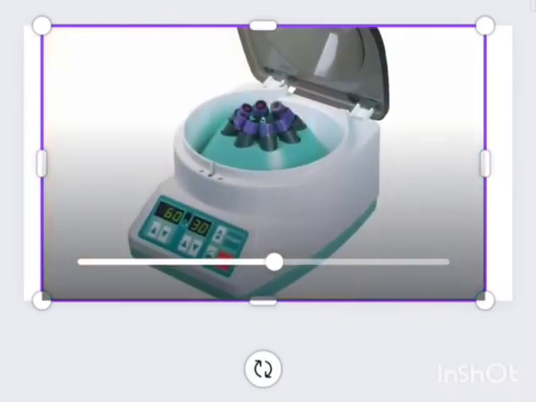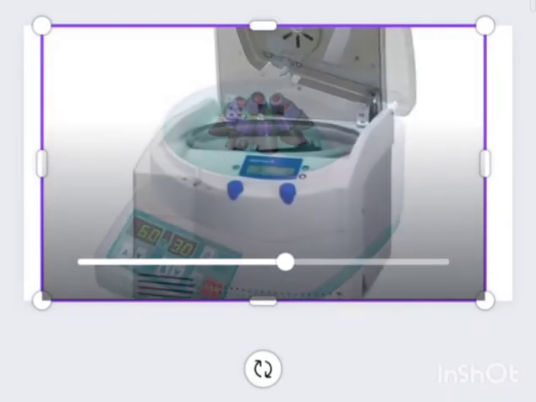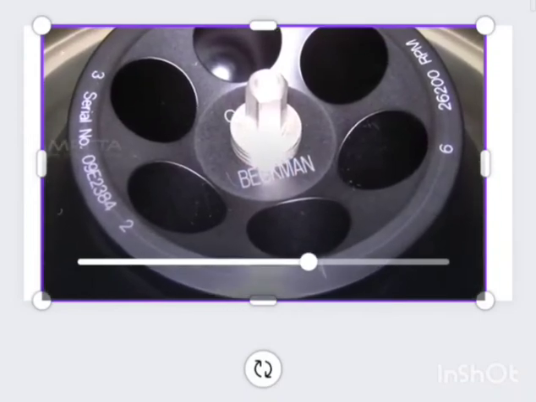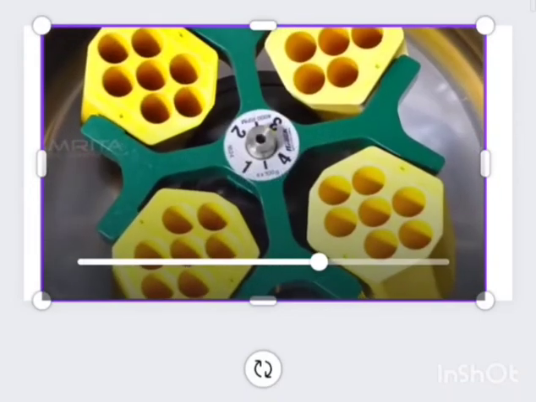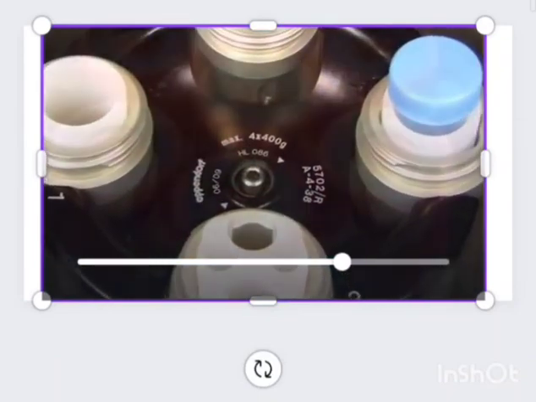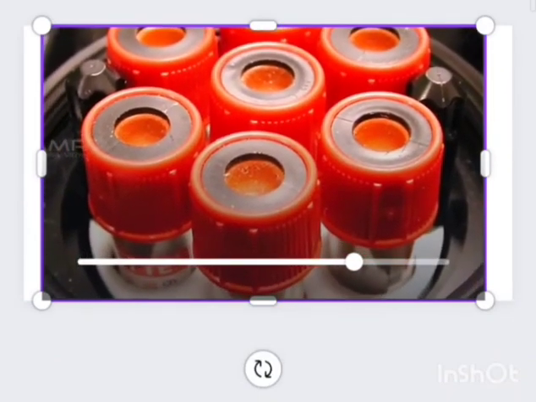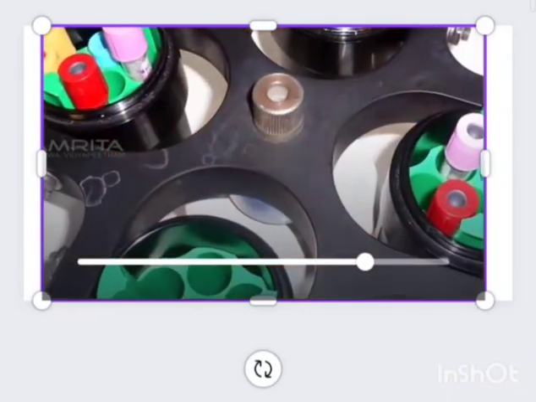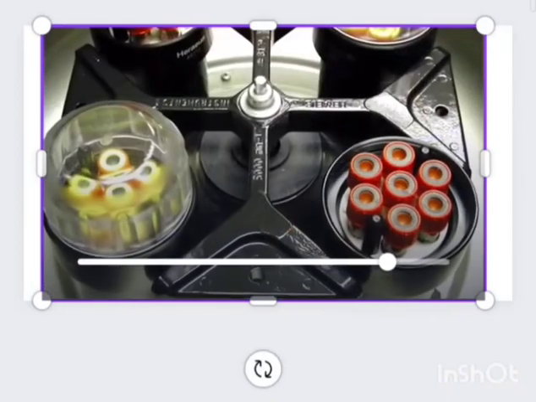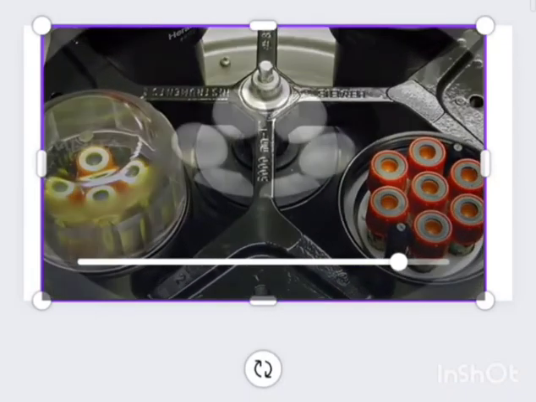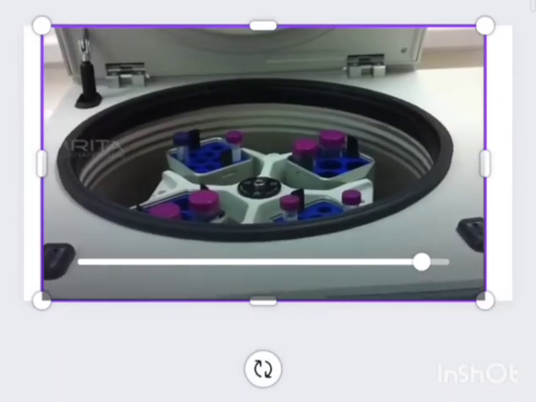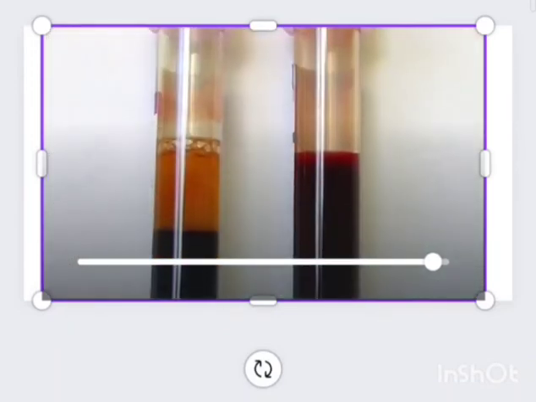The apparatus used for centrifugation is called a centrifuge. The centrifuge consists of a centrifuge tube holder called a rotor. The rotor holds balanced centrifuge tubes of equal amounts of the solid-liquid mixture. On rapid rotation of the rotor, the centrifuge tubes rotate horizontally, and due to the centrifugal force, the denser insoluble particles separate from the liquid.